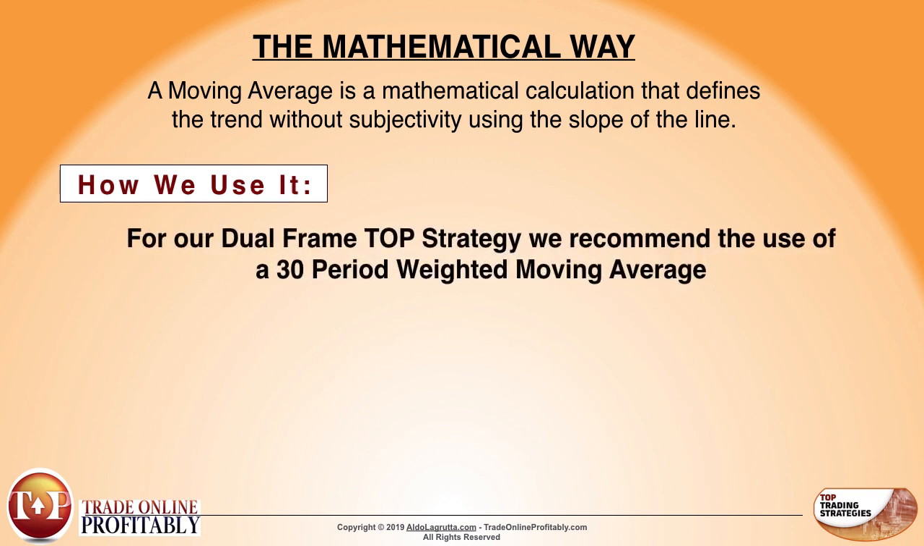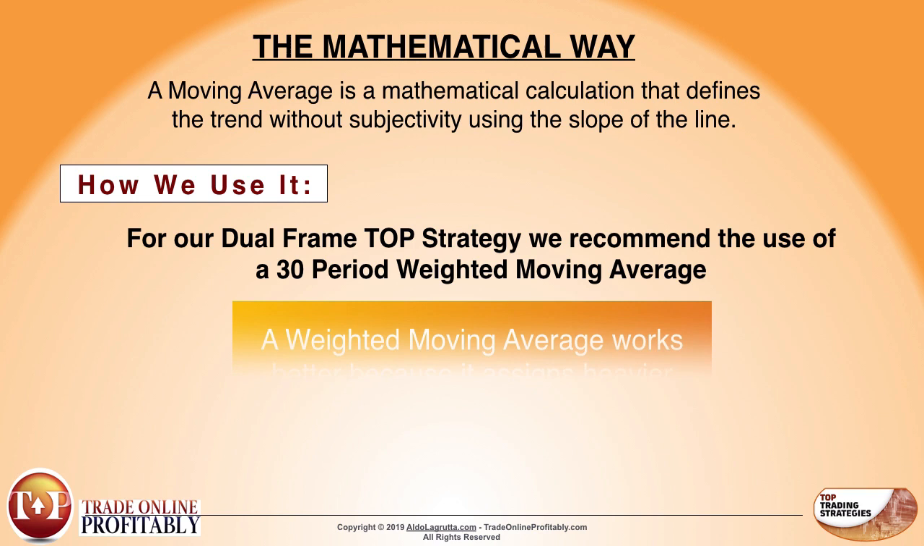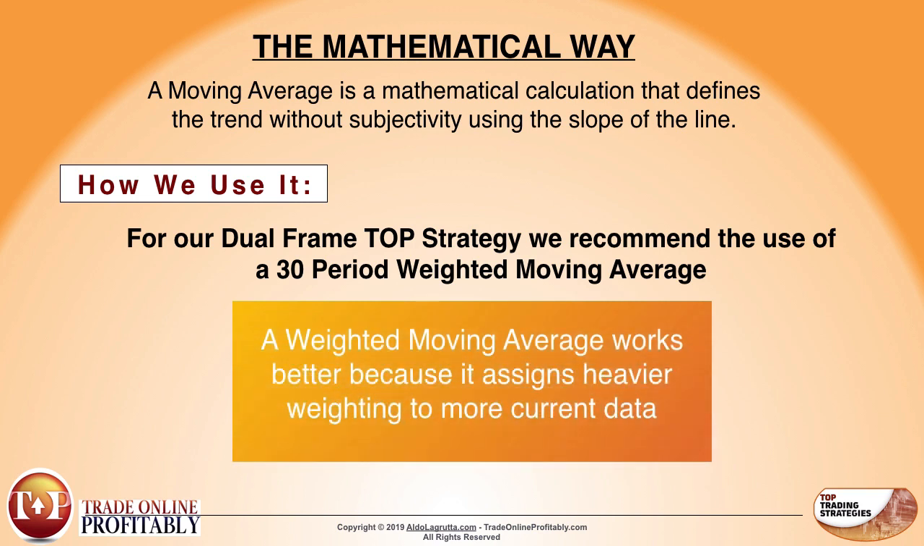So for our dual frame top strategy, we recommend the use of a 30-period weighted moving average. There is no mystery with the number 30. It is just the period we have observed throughout the years that works consistently well with the DFTS. A weighted moving average is not much different than a simple moving average. But for the purpose of our strategy, it works better because it assigns heavier weighting to more current data.